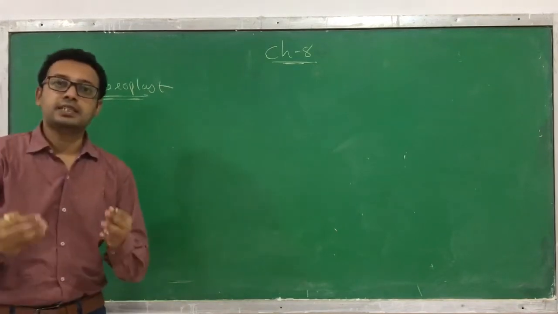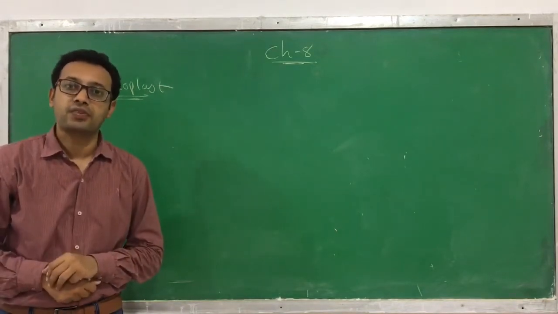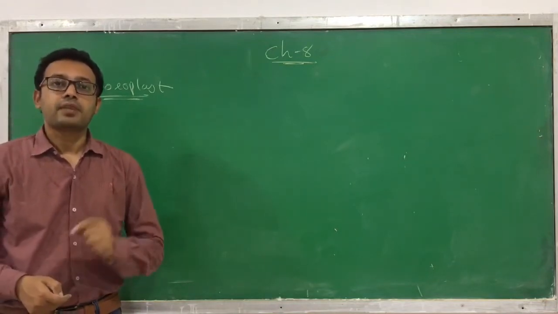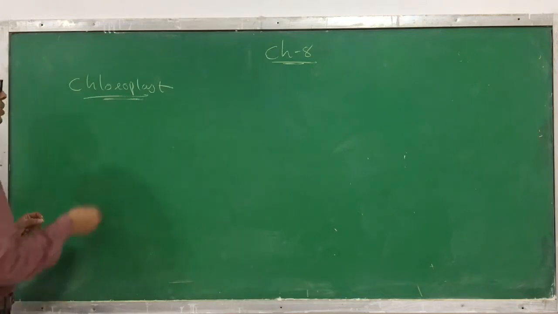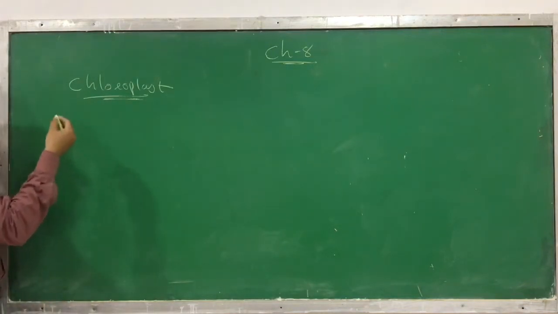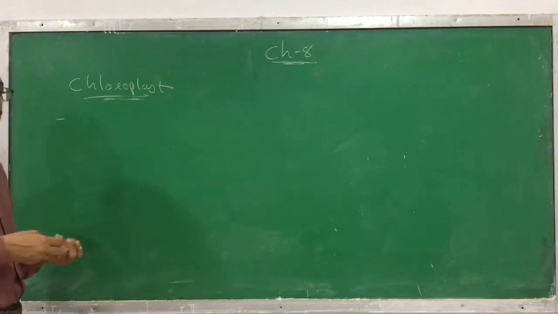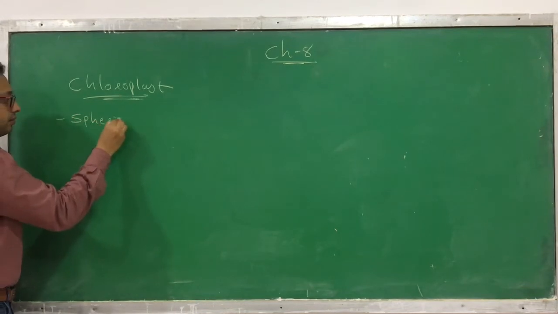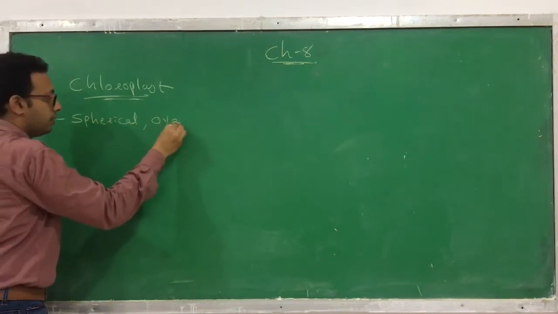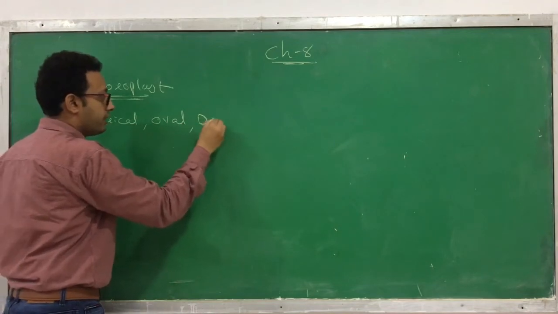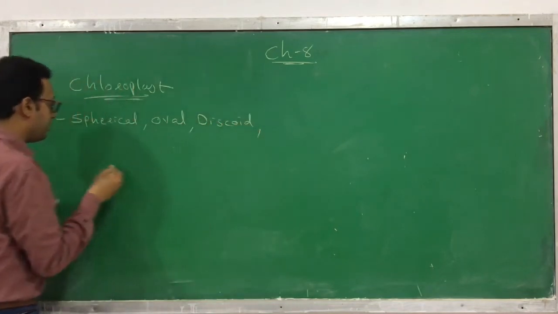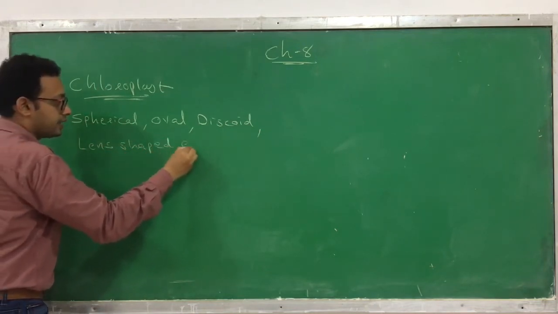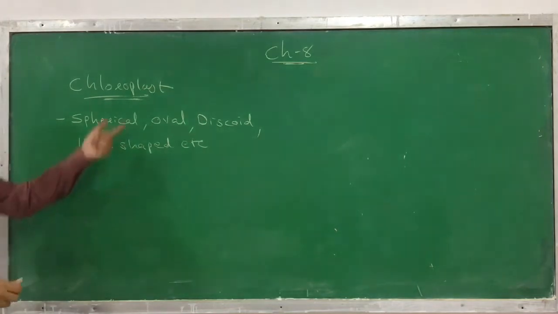You know that chloroplast is a plastid and it contains a pigment called chlorophyll, that is found in plants and euglenoids, but it is absent in an animal cell. Clear? So this chloroplast is of different shapes. What are the different shapes of this chloroplast? The chloroplast may be spherical, it may be oval, it may be discoid, it may be lens shaped, etc.